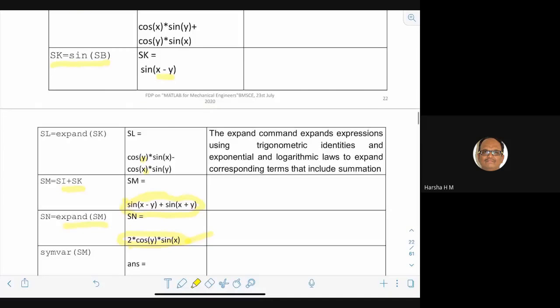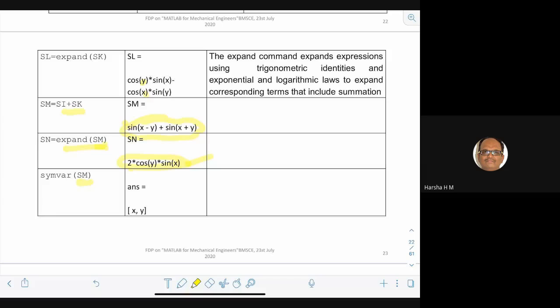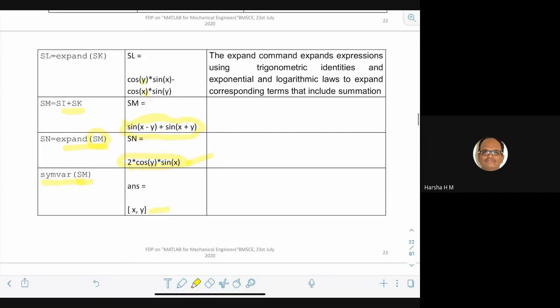And once you create this, you want to know what are the symbolic variables I have used in the expression SM. Automatically, it will be displaying this. So symvar is another command which tells you what are the symbolic variables that are available in the expression. Okay, earlier it was the findsym command. I think they are phasing out that command and using the symvar command.